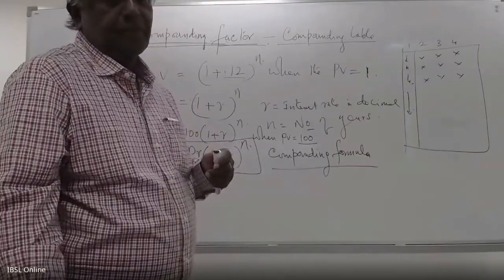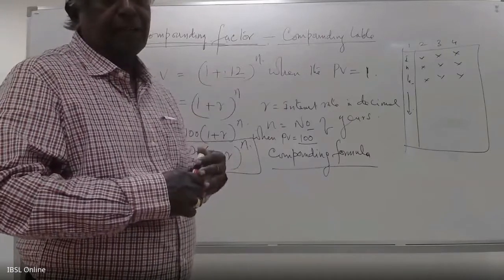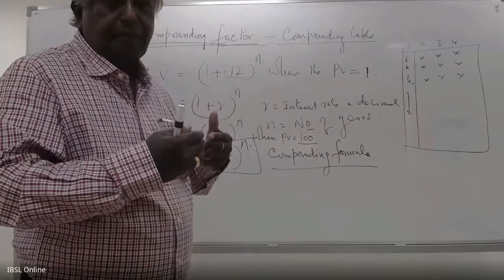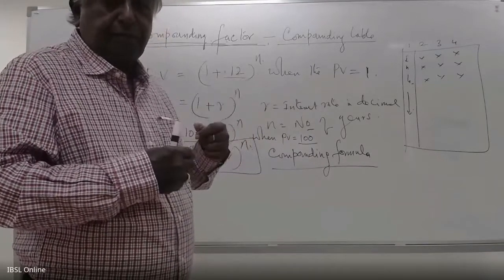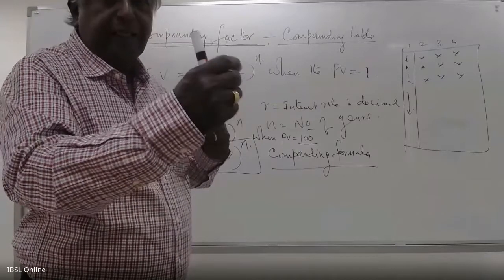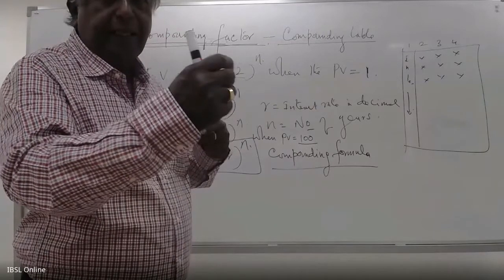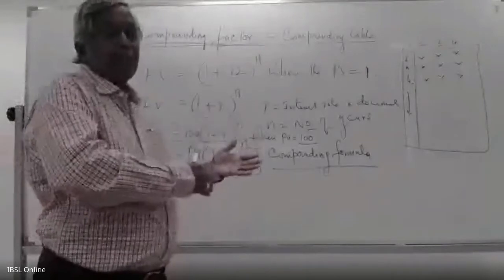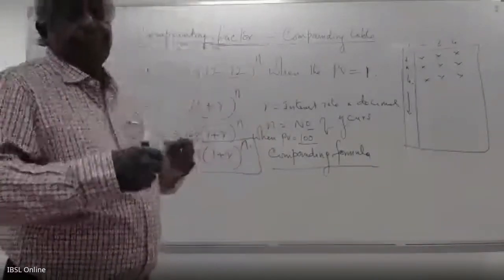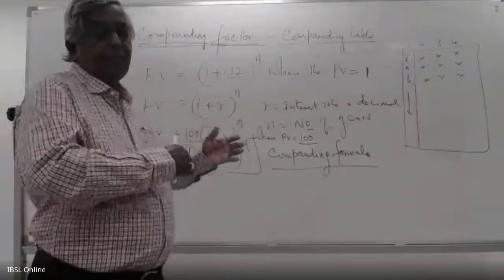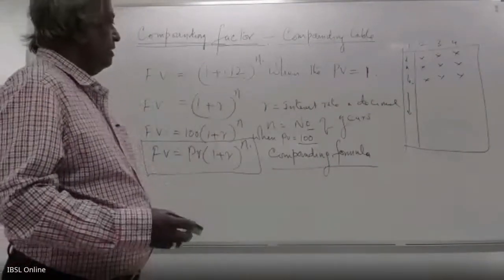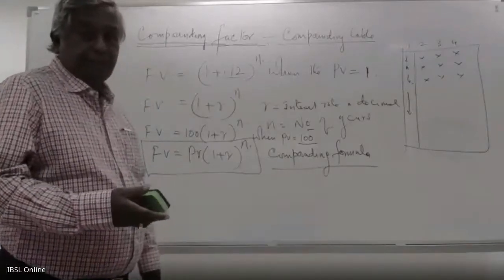By using that compounding table, you can get the compounding factor for various interest rates and for various periods. If you know the compounding factor, you can convert the present value into the future value. Okay, I hope up to now it is clear to you all.